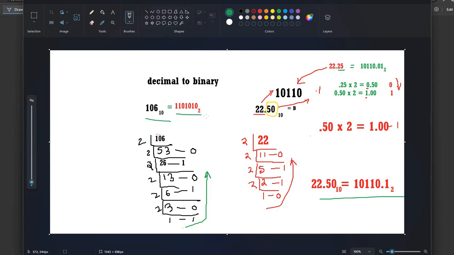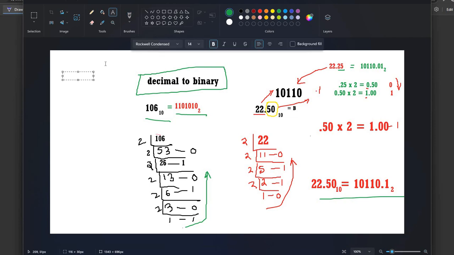So I think the conversion of decimal to binary is clear for every one of you. I'll give you some problems, like question number 1.